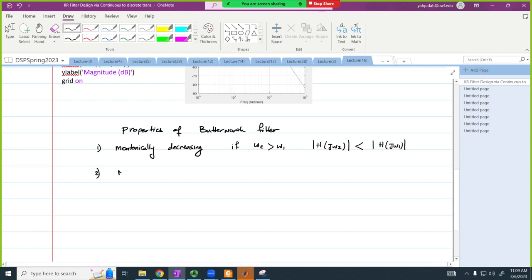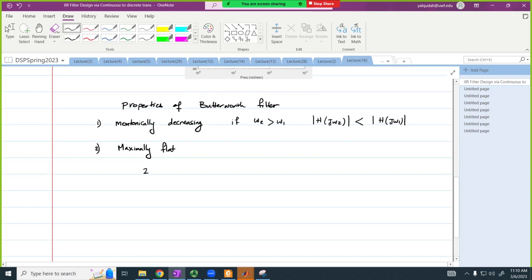The second property: the filter is maximally flat. What that means is, if I take the first 2n minus 1 derivatives of the frequency response H_c(jω) at omega equal to 0 and at infinity, then these derivatives are equal to 0.